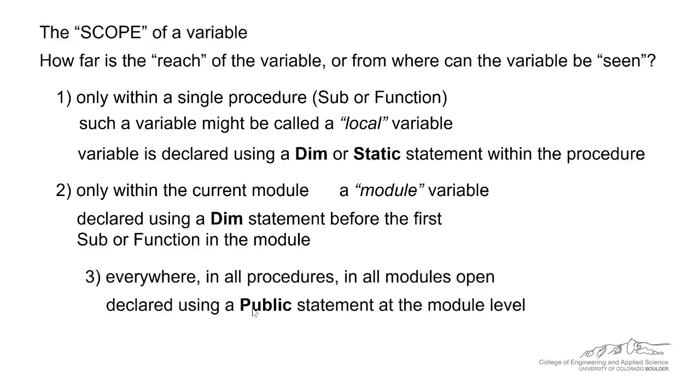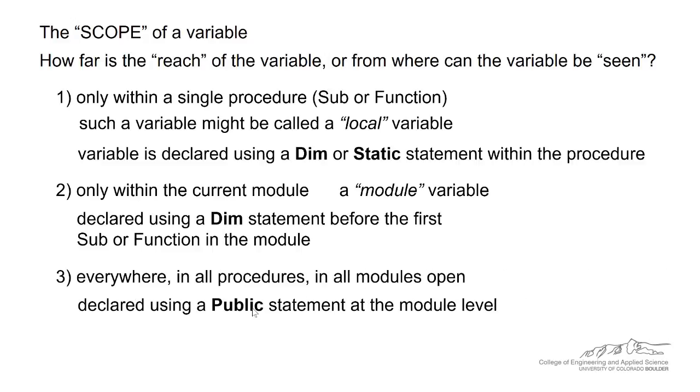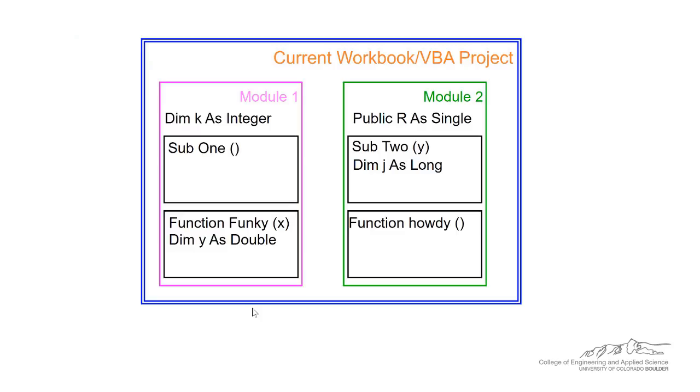I've got an example on that. You can also use the Public statement to Dim it in all procedures in all modules open in the current workbook. As an example, we might have a workbook, this blue square rectangle, with two modules. If you Dim K outside of the procedures in the module, then K is going to be available to both Sub 1 and this funky function. Y here is only going to be available to the funky function.